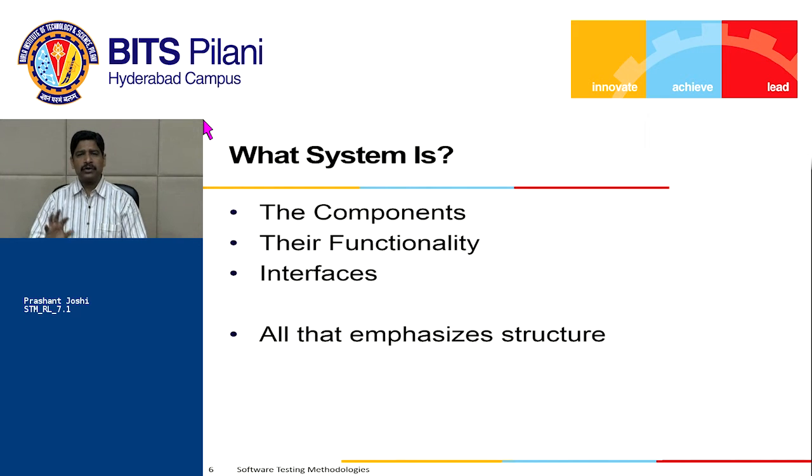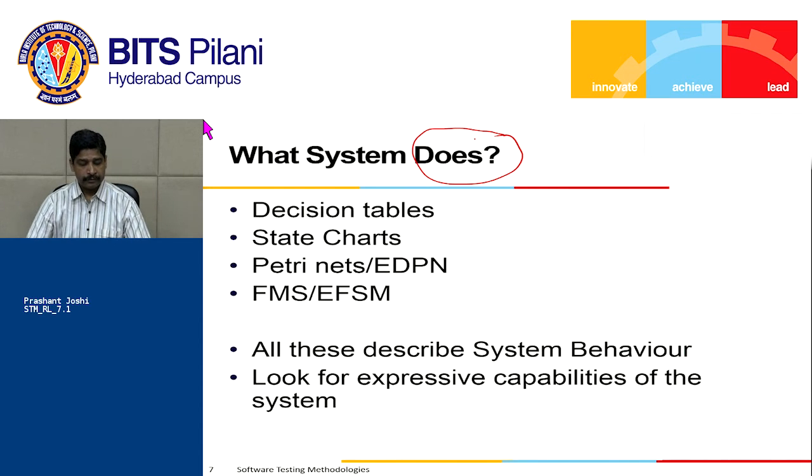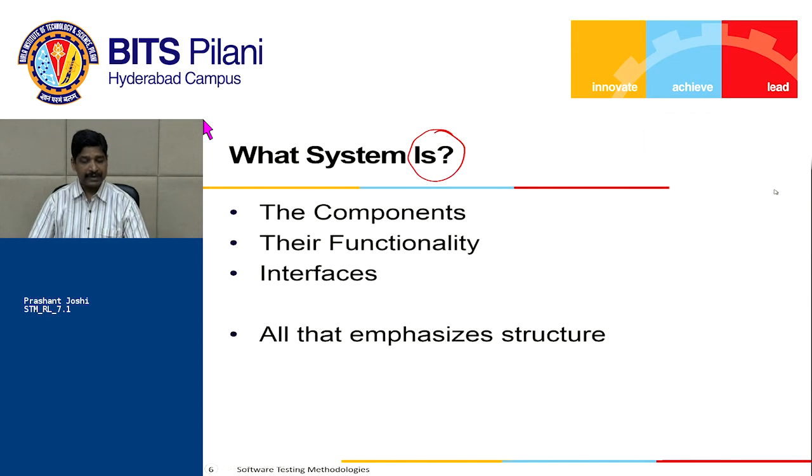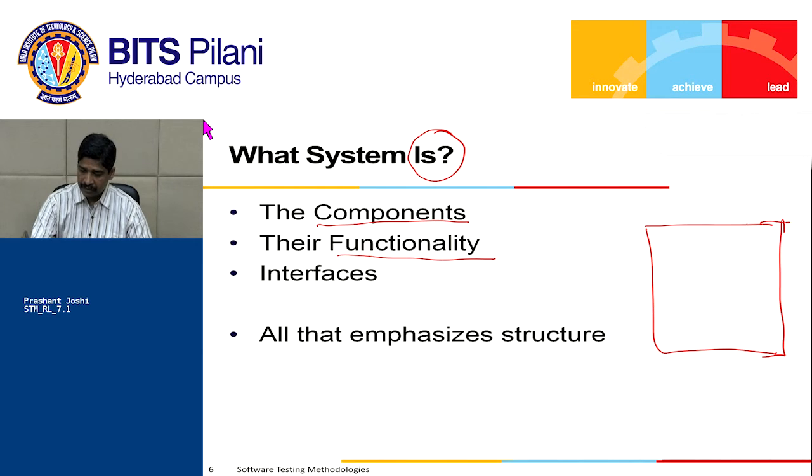So what is this whole modeling around? Modeling is around two things: what the system is, and the second part that you would see is what the system does. So there are two parts: what the system is. Now what do we mean by what the system is? So system is by its components, by its functionality. And of course the system would have interfaces. So if I have an ATM, it would have an interface that it works with the bank.